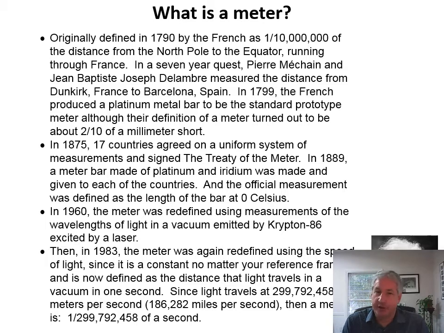Long story short, they finished the quest and measured this distance from Dunkirk, France to Barcelona, Spain. And in 1799, the French produced a platinum metal bar, which was going to be the standard prototype meter. It turns out that when you actually measure all this, their definition of the meter was 0.2 of a millimeter short. So it's actually not too bad. They did pretty well, considering all the things they had to go through to get this measurement.